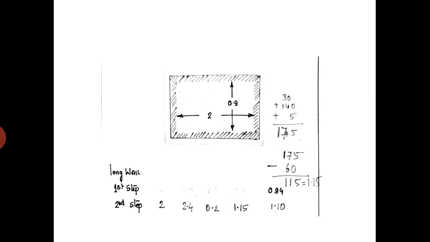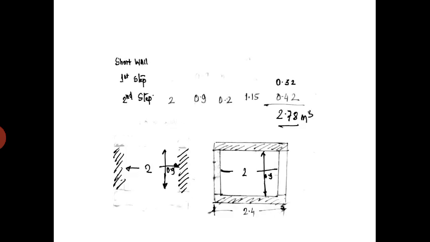And the second step, for the long walls, there also two numbers are there, parallelly. So that is 2.4 length, then 0.2, that is the breadth, then 1.15, that is the height. Then if you multiply that, you will get 1.10.